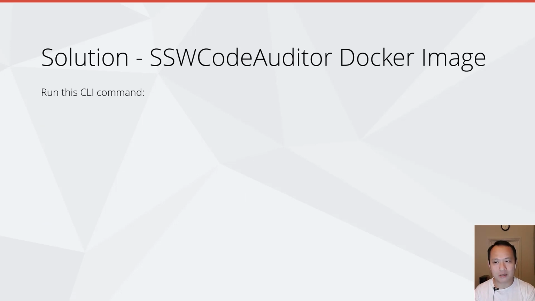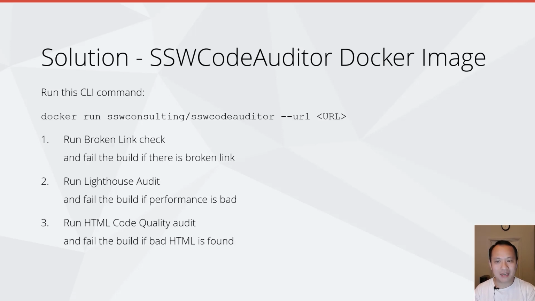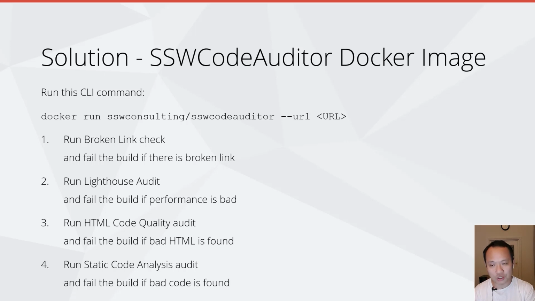The SSW CodeAuditor Docker image. So how do we use it? The user simply runs this simple command and it will perform the broken link check. It runs the Lighthouse audit and it will also check for HTML issues or code issues, and will fail the build if any of those conditions are met.